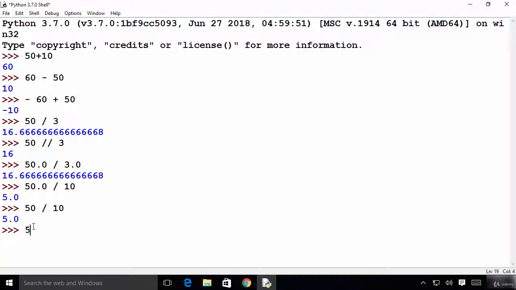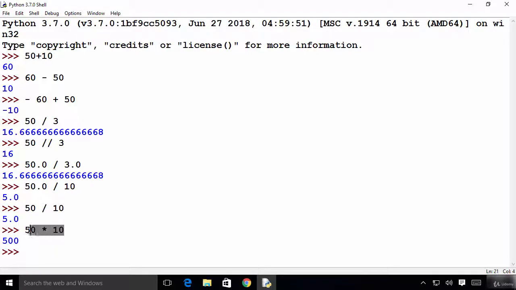Now let's try some multiplication. If you want to do multiplication in Python, you use a number and then this asterisk symbol and then a second number and then press enter, and this is going to multiply these two numbers. So this is the multiplication operator, which we can use to multiply two numbers.